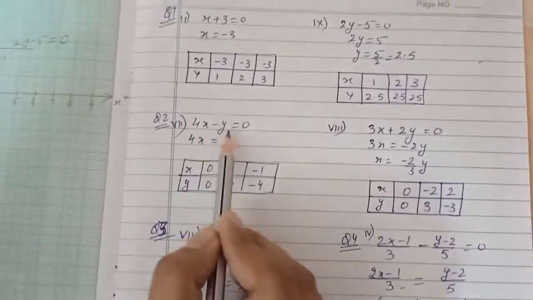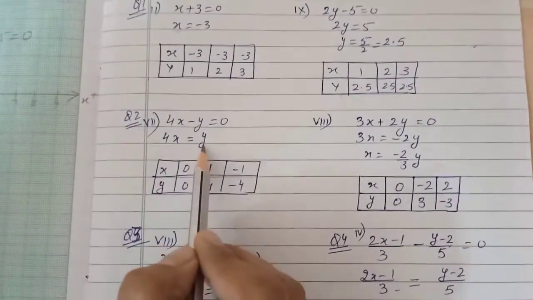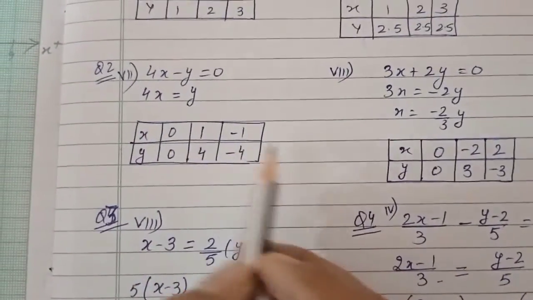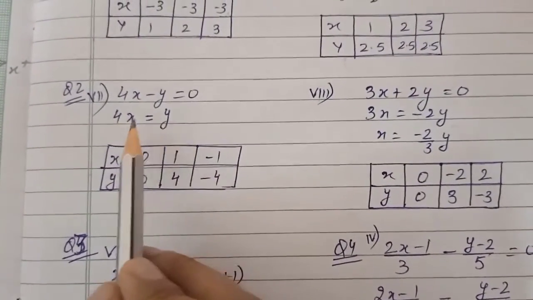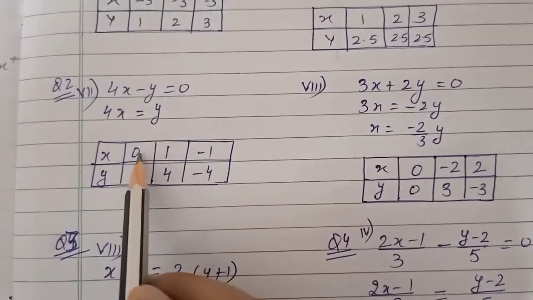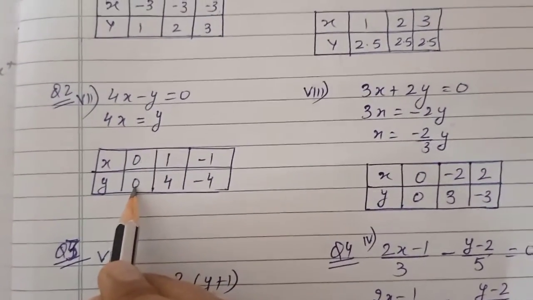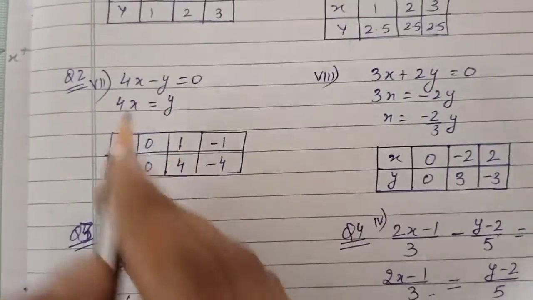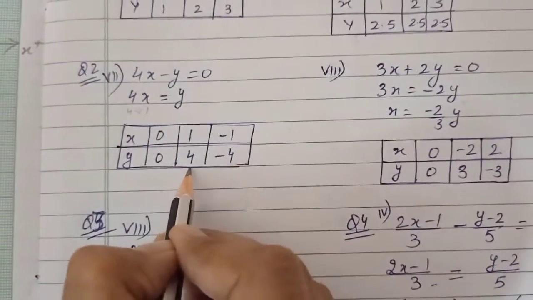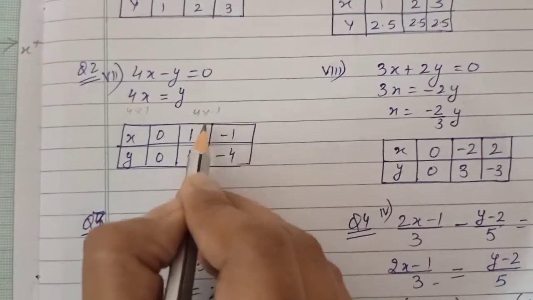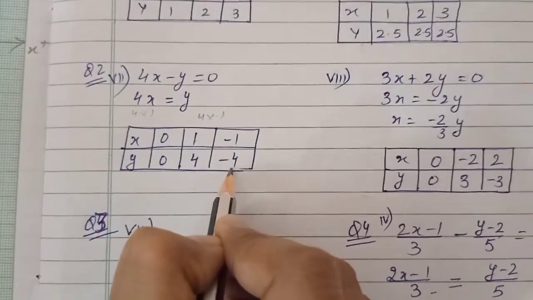Now the second question, 7th part, 4x minus y is equal to 0. 4x is equal to y. Now see, x and y, same thing I wrote. See children, now y depends upon x. I took the value of x as 0. So 0 multiplied by 4 is 0. Y will be 0 only. If you take x as 1, so 4 into 1 will be 4. If you take x as minus 1, 4 into minus 1 will be minus 4.